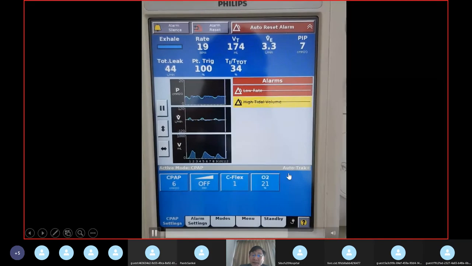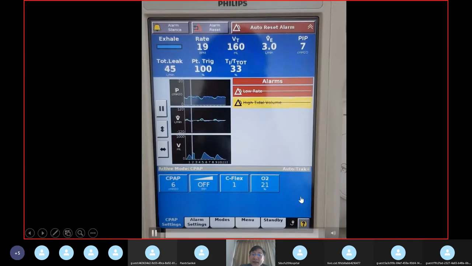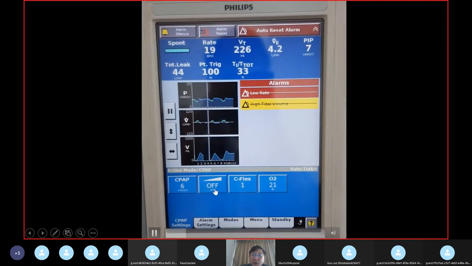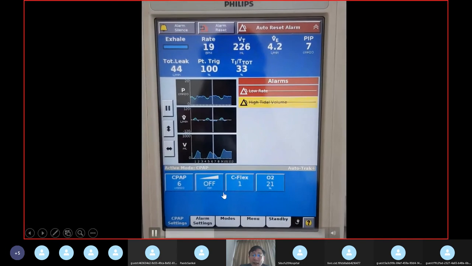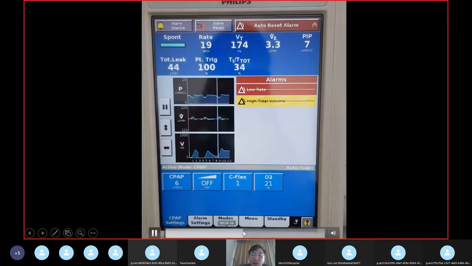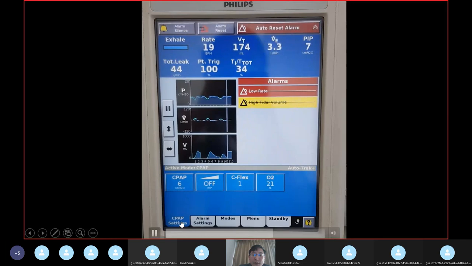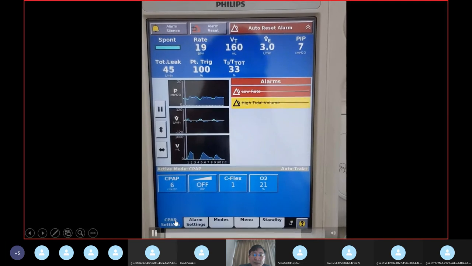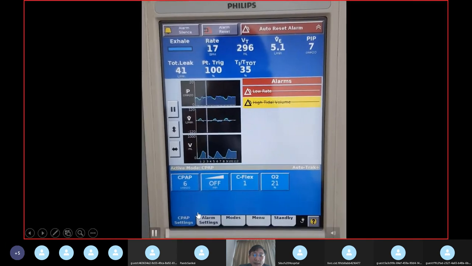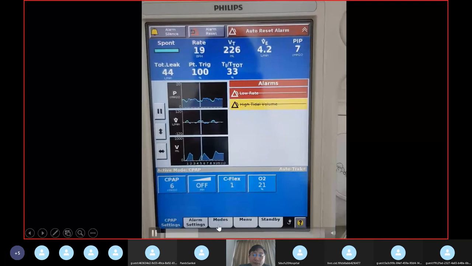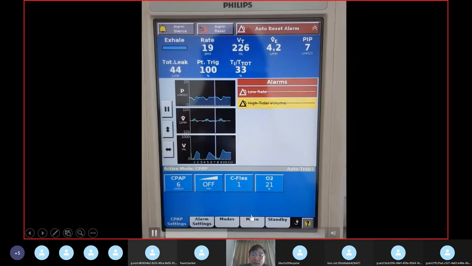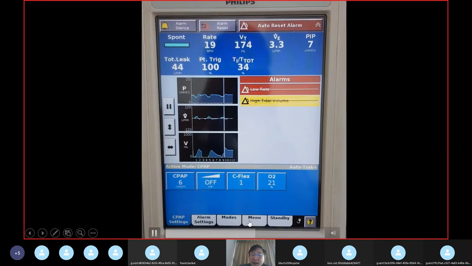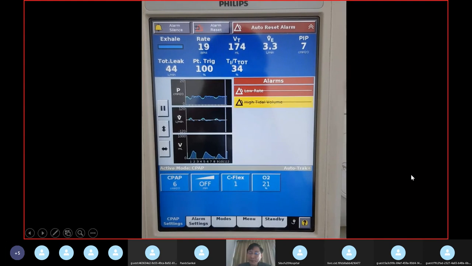Come to this panel. This panel is actually your adjustment, and we're going to go through it one by one later on. And lastly, at the bottom, you have a few panels here. The first panel shows you the settings. Second is alarm. Third is mode. Fourth is menu and standby. So we go one by one from there.